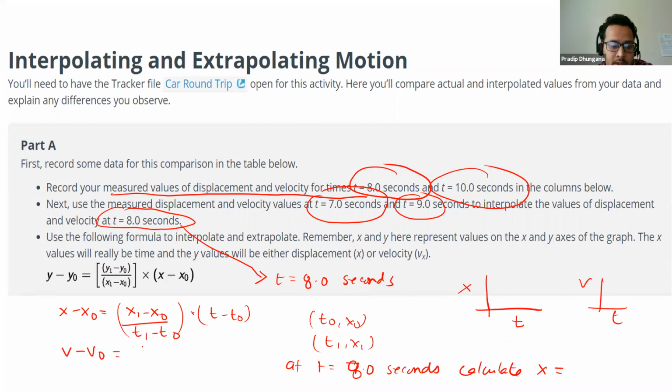And then y is your v1 minus v0, and then t1 minus t0. And similarly, you will calculate your velocity at t is equal to 8.0 seconds. But you have to modify this equation only when you are calculating using interpolation. Let's go to the next part.